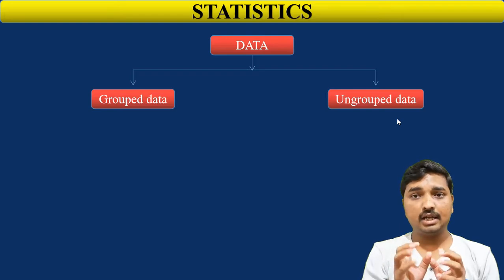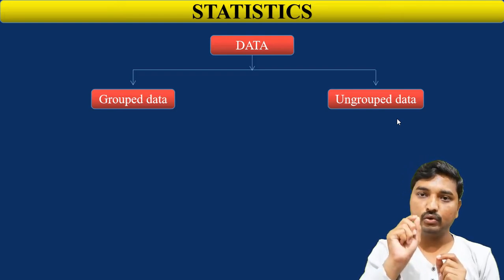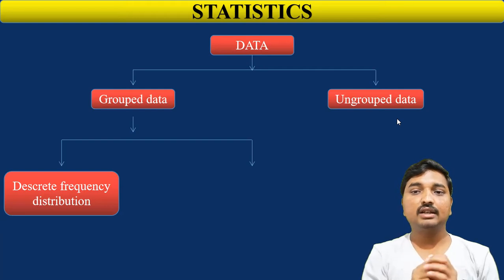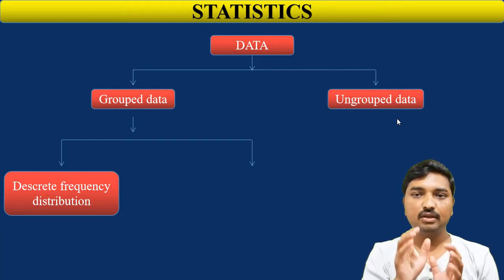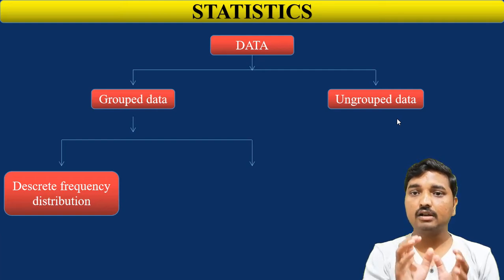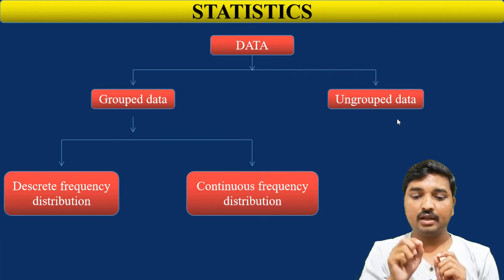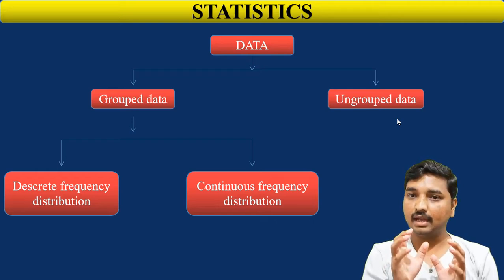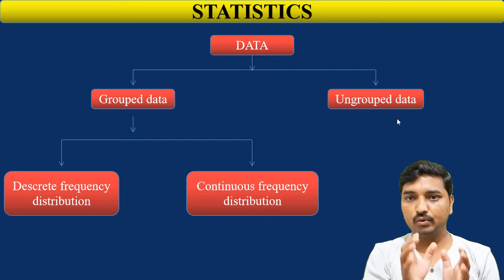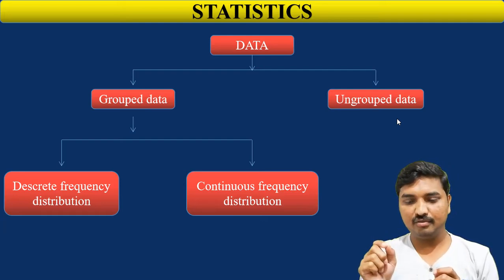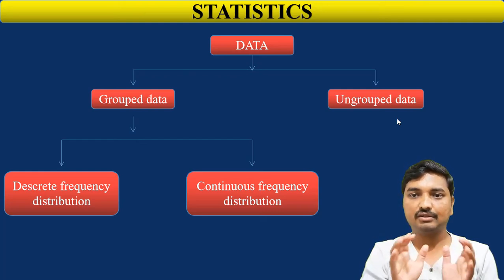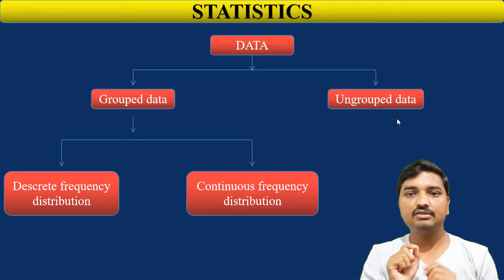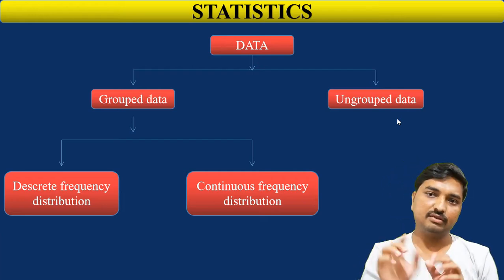To arrange data in a particular manner, that is, to make it grouped data, there are two ways. Now look here. The first one is discrete frequency distribution. This is one way to group the raw data, and another way is continuous frequency distribution. So there are two methods to group data, and this is very important, because in this chapter we are mainly going to deal with discrete frequency distribution and continuous frequency distribution.